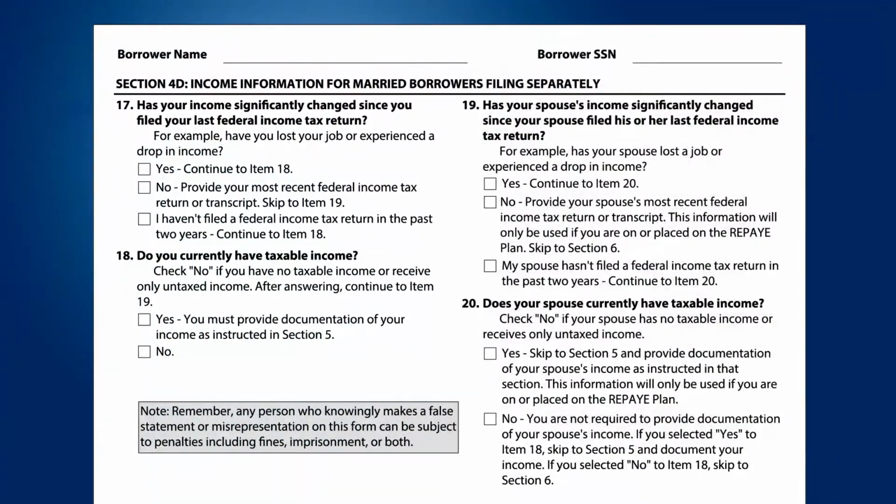Section 4D, Income Information for Married Borrowers Filing Separately. Section 4D only needs to be completed if you are married and you and your spouse file separate federal tax returns. If you file separately, you will begin with Item 17 and follow the instructions based on your answers. Has your or your spouse's income significantly changed since you last filed? Or, have you and your spouse filed a federal tax return in either of the past 2 tax years? Do you or your spouse currently have any taxable income? Answering these questions completes Section 4D.